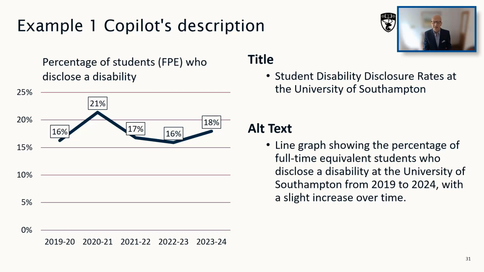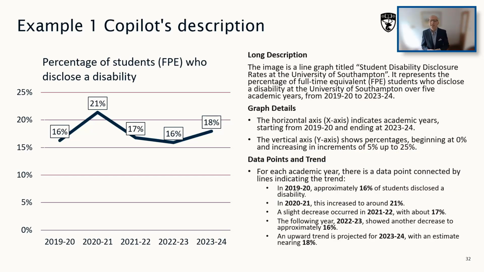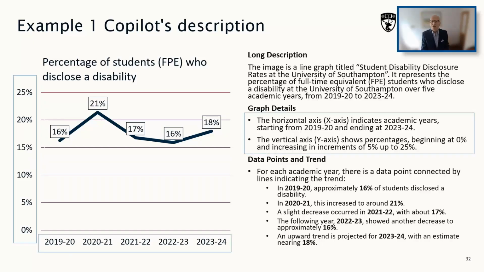It correctly identifies it as a line graph, but it says it's about full-time equivalent students rather than full person equivalent. And while it says that the amount is increasing over time, it would be better to give us an idea of the proportion of students. The long description is broken into sections for a general description, details of the graph, and an examination of the data points and trend. It makes the same error around full-time equivalent rather than full person equivalent students. It describes the axis of the graph in detail, which for this graph, I don't think is really necessary in the context for which I was using the graph, but that's still for me to judge.